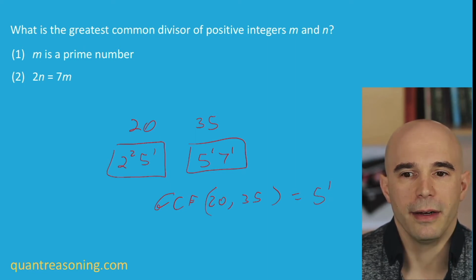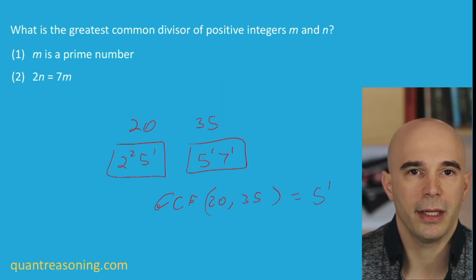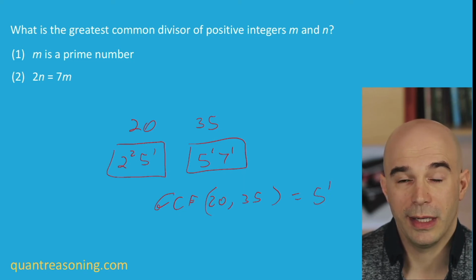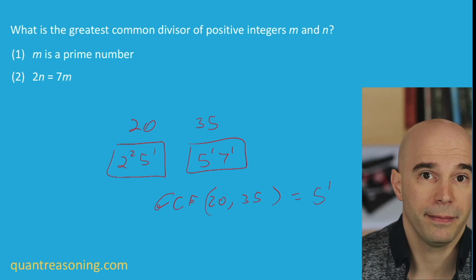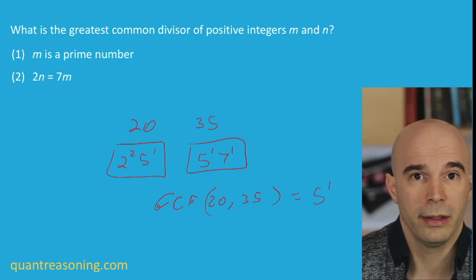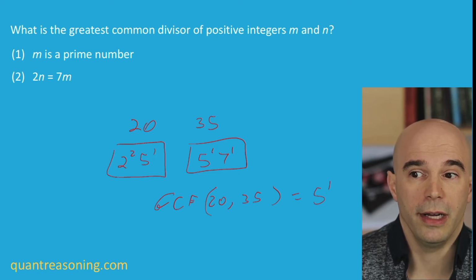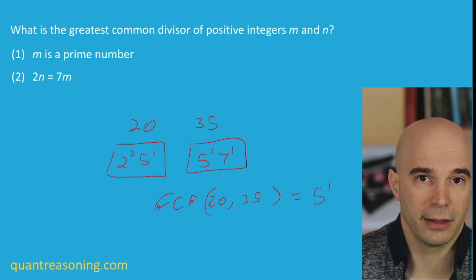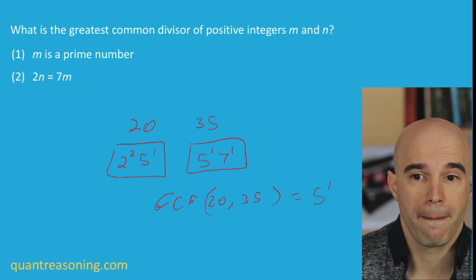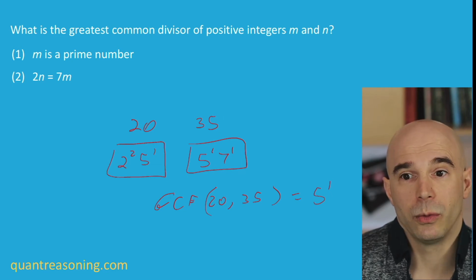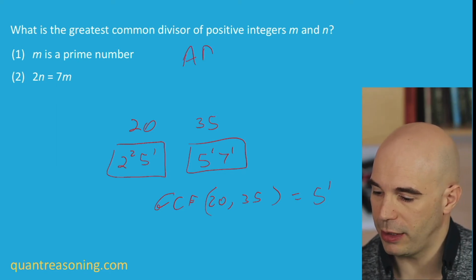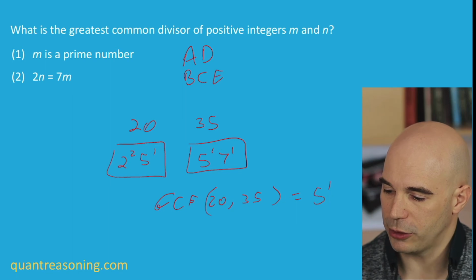What do you think? Yeah, with statement 1 on its own, we can say that the greatest common divisor of m and n is either 1, if n is not a multiple of m, or m, if n is a multiple of m. So which is it, 1 or m? I don't know. Eliminate the answer choices that claim that statement 1 is sufficient on its own.